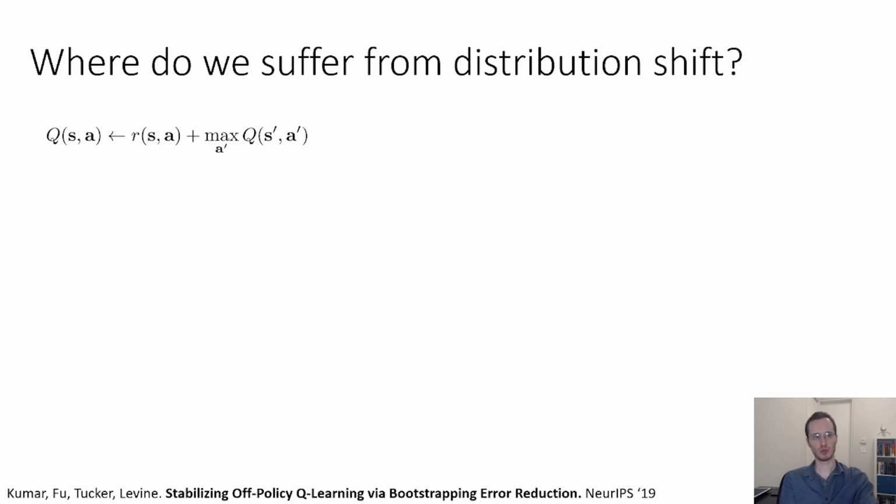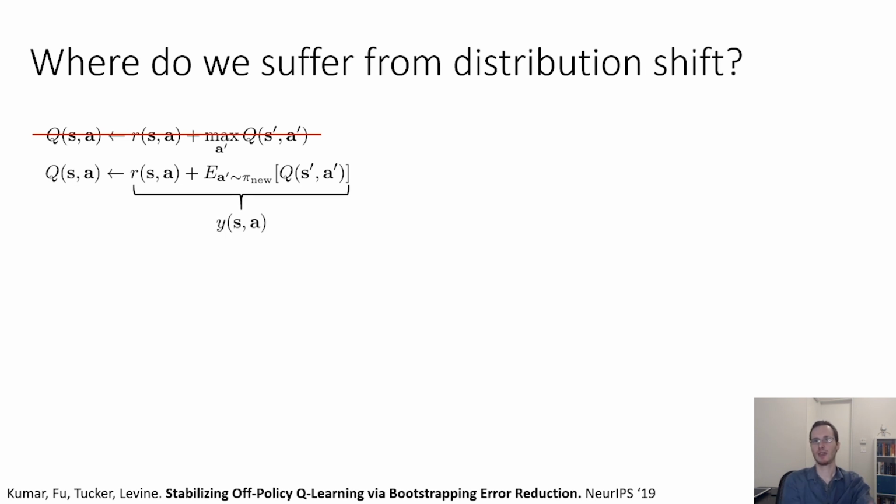So where do we suffer from distributional shift in reinforcement learning? Well, let's come back to our Bellman equation. I have it written here for the Q-learning setting, but the same thing applies in the actor-critic setting. In fact, let me just rewrite it in the actor-critic way. I'll say that your target value has an expectation over A prime according to some distribution pi nu. If you're doing Q-learning, you would select pi nu to be the greedy policy with respect to Q. If you're doing actor-critic, this would be your new actor. And let's call the right side of this equation y of SA. So your target values are y of SA.